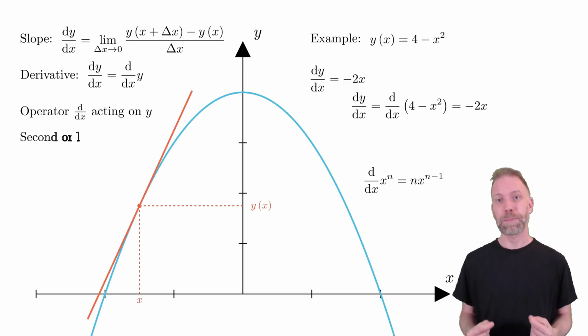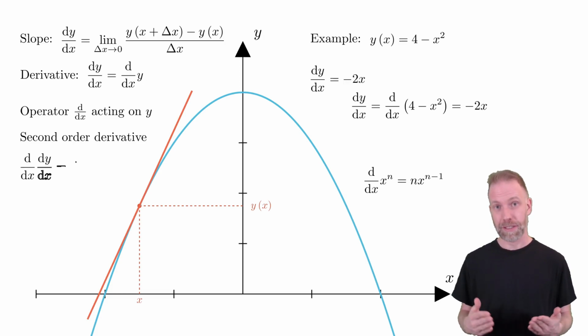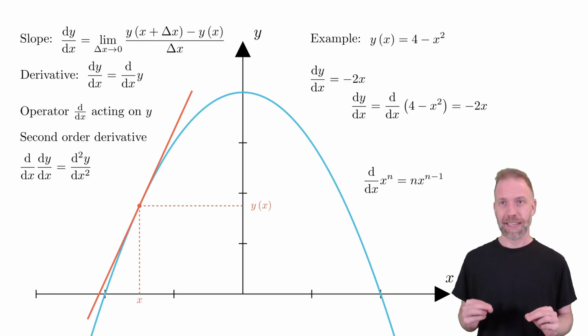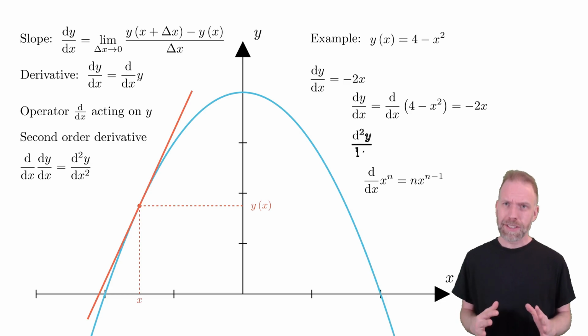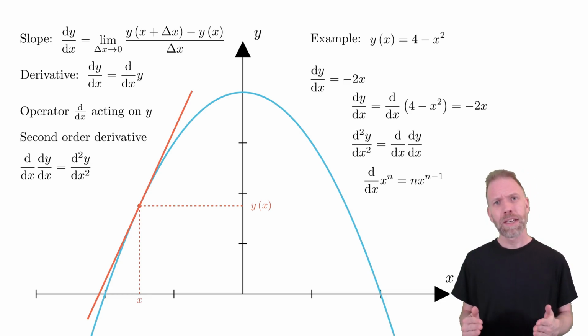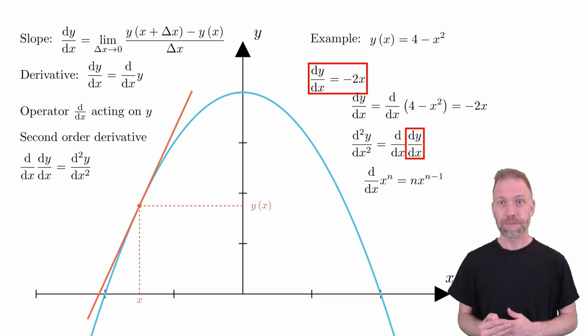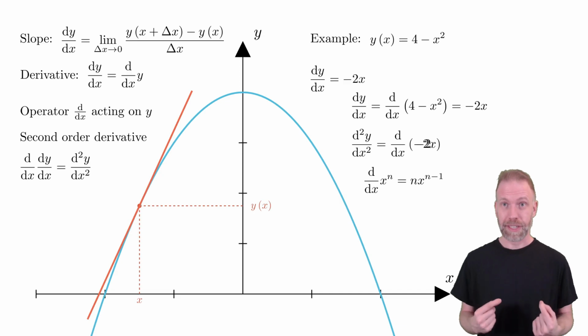Our next concept is a second order derivative. This is when we apply the derivative operator twice. To get a shorter notation, we often write it as d two y dx squared. If we were to calculate for our example, start from the expression for the second order derivative, then insert equation for the derivative. And finally, take the derivative of this expression.